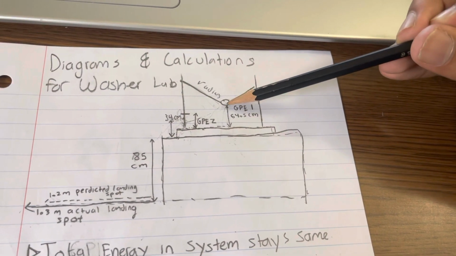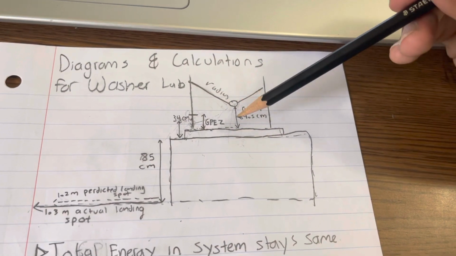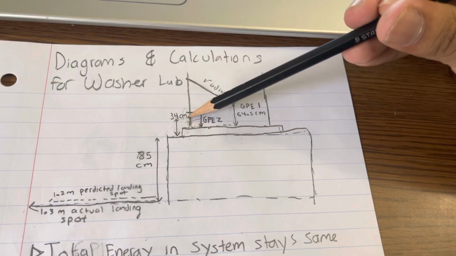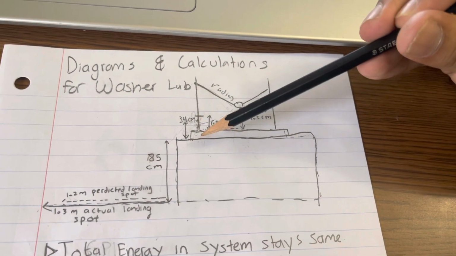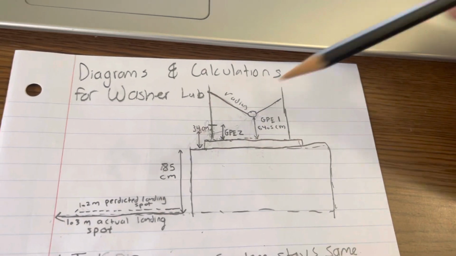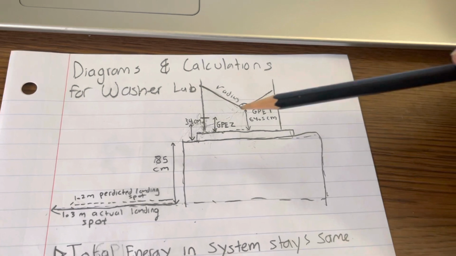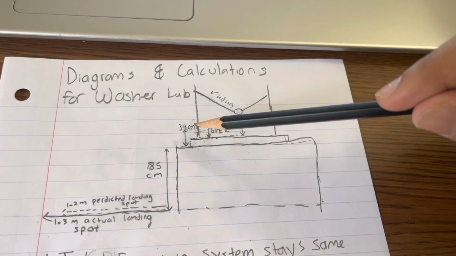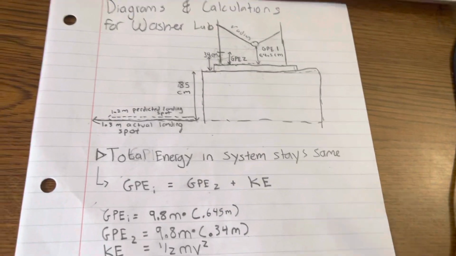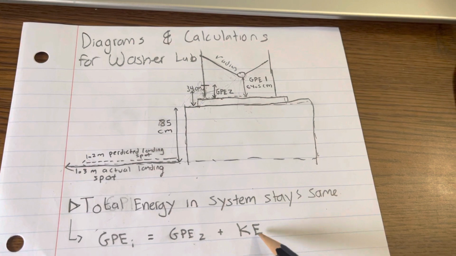Once we cut this string, and it goes all the way down here, some of the gravitational potential energy stays. When it gets cut here, in that moment, it'll have gravitational potential energy from here to here, but some of the energy will also have been converted into kinetic energy. It won't lose that energy, it'll just be converted into kinetic energy. And we can use that concept to find the horizontal velocity at this point, which we can use to find the actual landing spot. So the equation for that is GPE1 is equal to GPE2 plus kinetic energy.